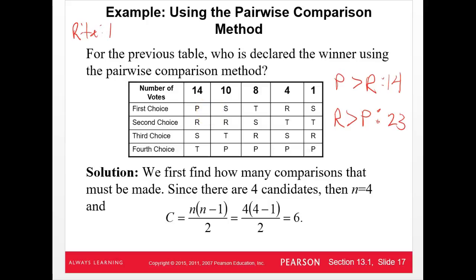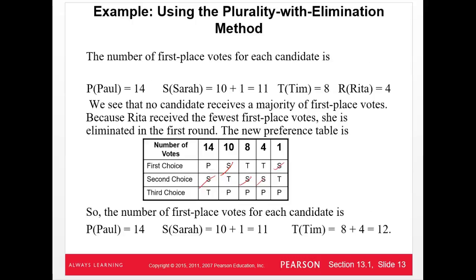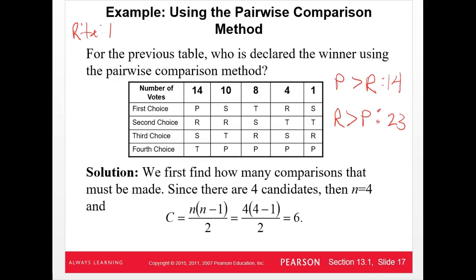Now if we do Paul versus S, I've already forgotten who S was. S was Sarah. So if we did Paul versus Sarah, Paul beats Sarah 14 times. But then Sarah beats Paul 23 times. Again, it'll be the same thing as it was with Rita. So now Sarah has a point.